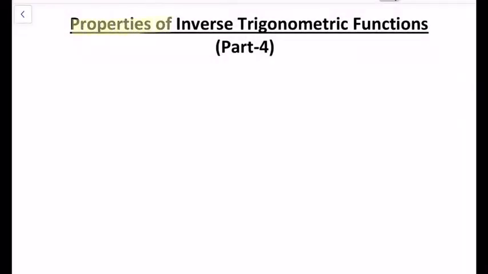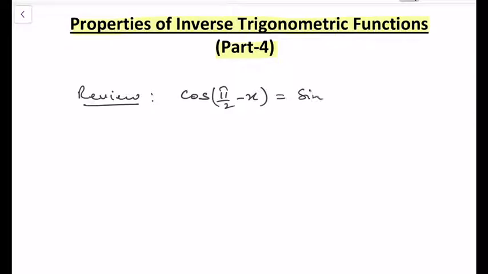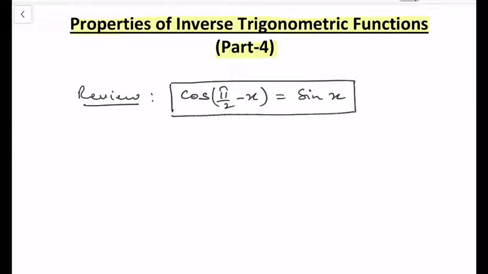Hello guys, today in part 4 of properties of inverse trigonometric functions, we will be proving 3 more properties. But before proving them, let's review 2 of these trigonometric properties which will be used in proving today's properties. And these properties are cos(pi/2 - x) = sin x and sin(pi/2 - x) = cos x.